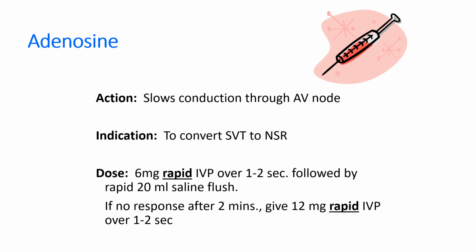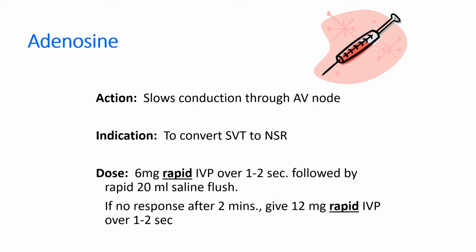If it is a re-entry, such as in Wolff-Parkinson-White syndrome, the dose is 6 milligrams rapid IV push over 1 to 2 seconds. You are pushing this drug in so fast and following with a saline flush right away because it has a 3-second half-life and it's already losing its potency in the IV. So you want to give this very close to the IV hub, to where the insertion site is.